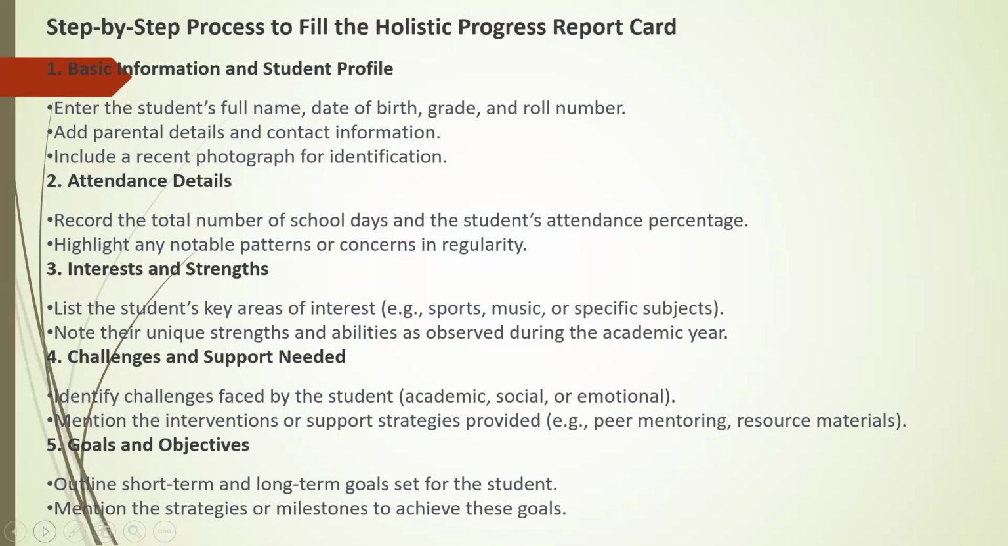List the student's key areas of interest, that is in sports, music, or specific subjects. Note their unique strengths and abilities as observed during the academic year. Fourth one is the challenges and supports needed. Identify challenges faced by the student, academic, social, or emotional. Mention the interventions or support strategies provided, peer mentoring, resource materials, etc. Goals and objectives. Outline short-term and long-term goals set for the student. Mention the strategy or milestone to achieve these goals.